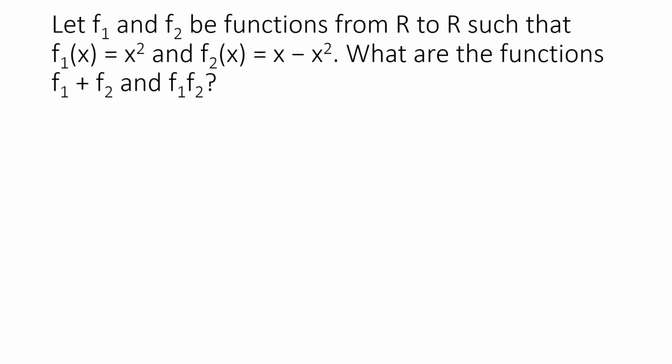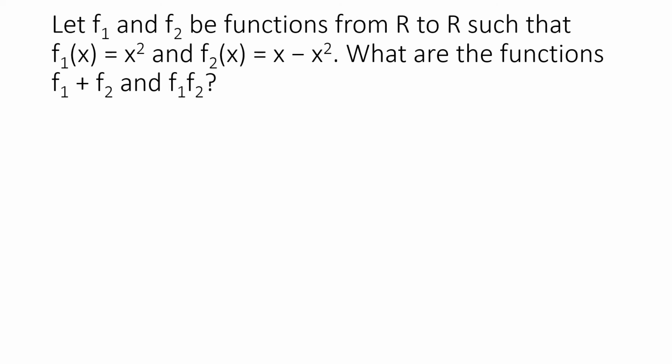So let's have an example. Let f sub 1 and f sub 2 be functions from R to R such that f sub 1 of x is equal to x squared and f sub 2 of x is equal to x minus x squared. What are the functions f sub 1 plus f sub 2 and f sub 1 times f sub 2?